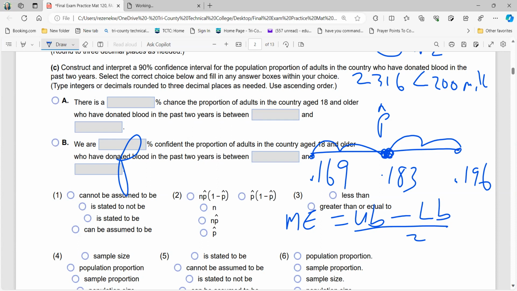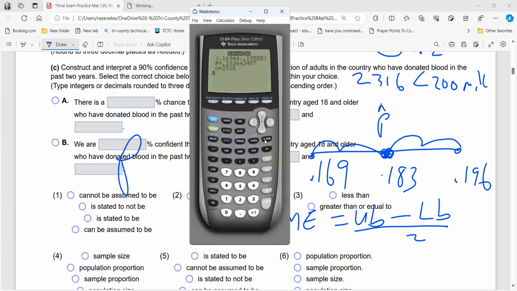And remember, when you get the margin of error, for example, suppose you find the margin of error. Let's find it quickly. So I have 0.196 minus the lower bound, and the lower bound is 0.169. And I get an answer, and I divide the answer by 2. And I have 0.0135, or I can say 0.014 approximately.